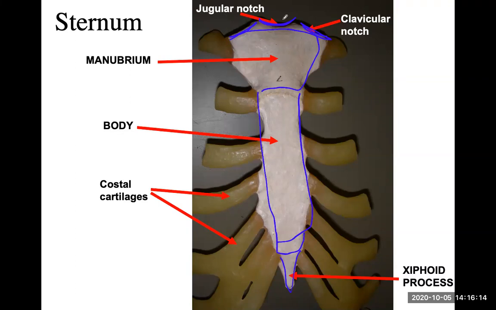And then the cartilages that are associated with your rib cage are called the costal cartilage. The word costal implies your ribs. So costal cartilage simply means cartilages of the rib.